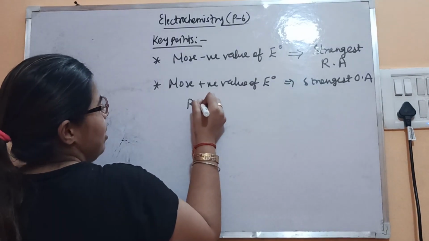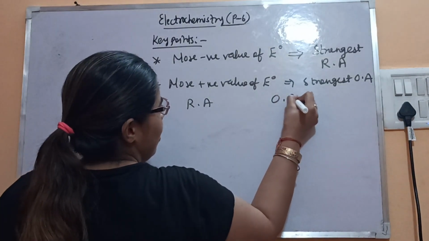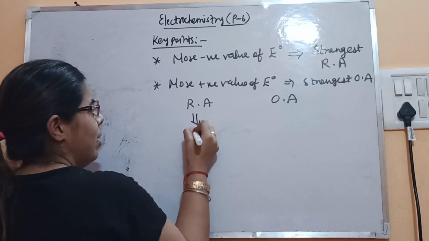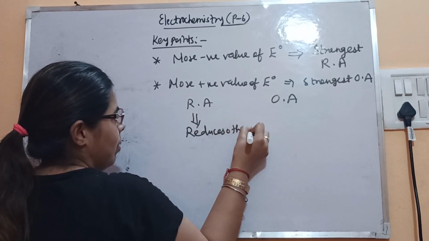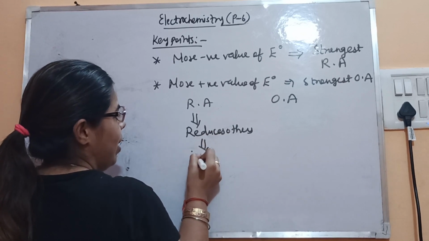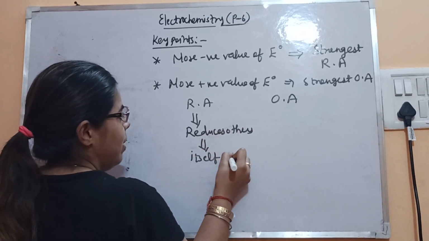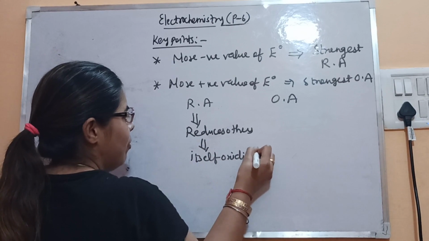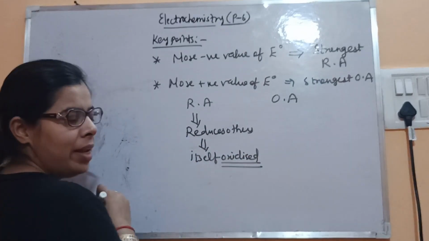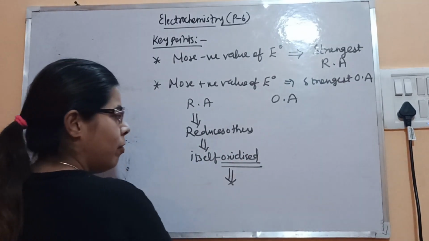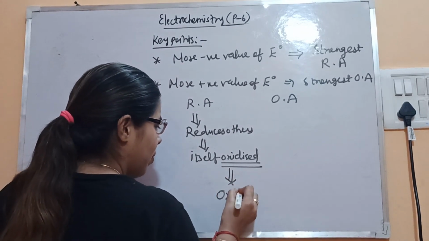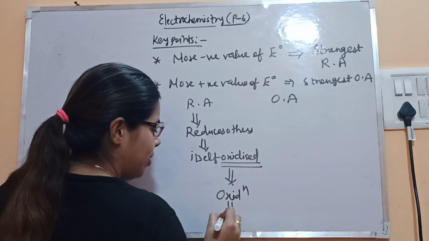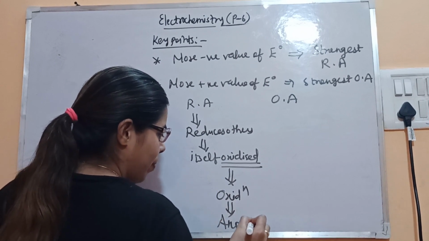So reducing agent means what? And oxidizing agent means what? Reducing agent, we know that it reduces others and itself gets oxidized. If it itself gets oxidized, this is the important part here: it means with that substance oxidation will take place, and we know that oxidation takes place at the anode.